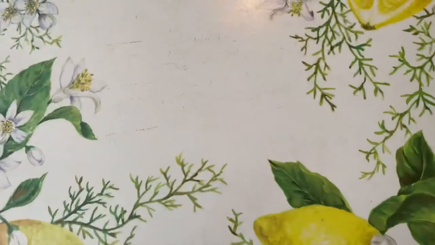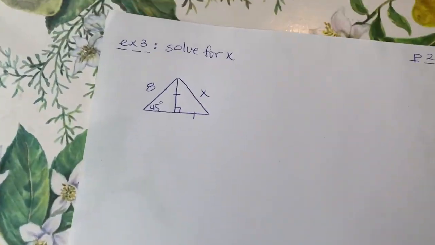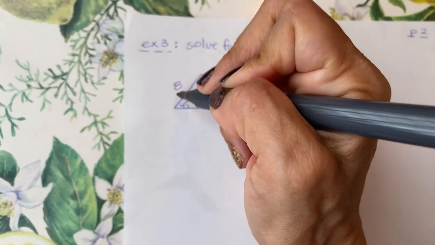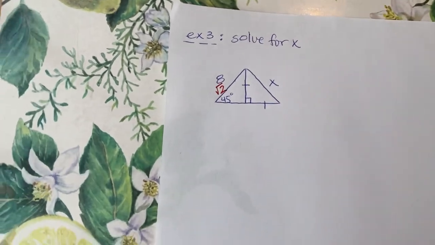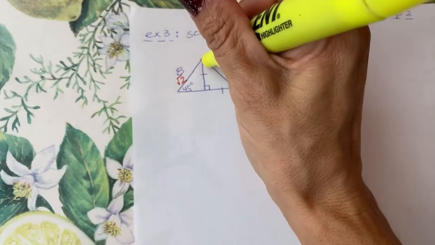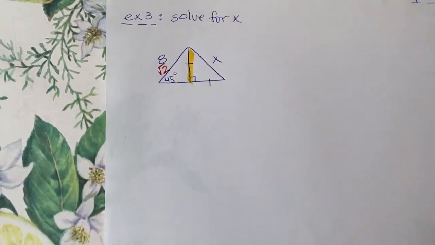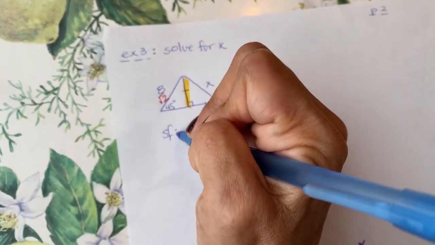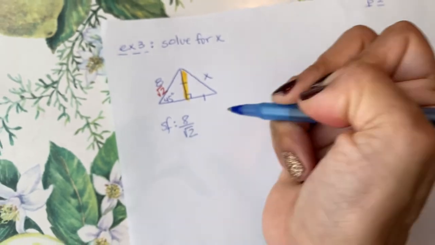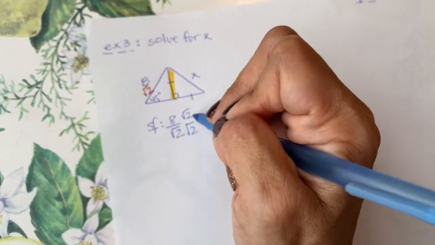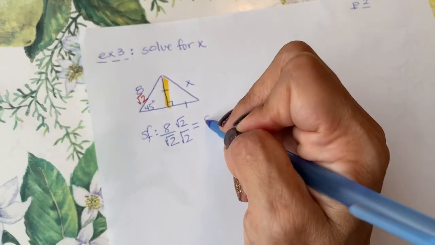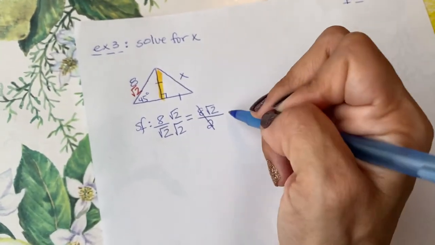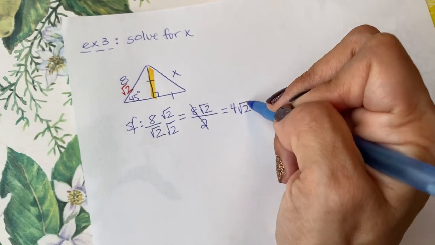Okay, last one. Okay, third one. So here we go. They're 45s. All right, this is where we're starting. This is typically rad 2. I want the shared side, which is right there. Okay, so find me that length. Okay, my scale factor is 8 over rad 2. Okay, well, if you rationalize the denominator, that's 8 rad 2 over 2, that simplifies, I get 4 rad 2.